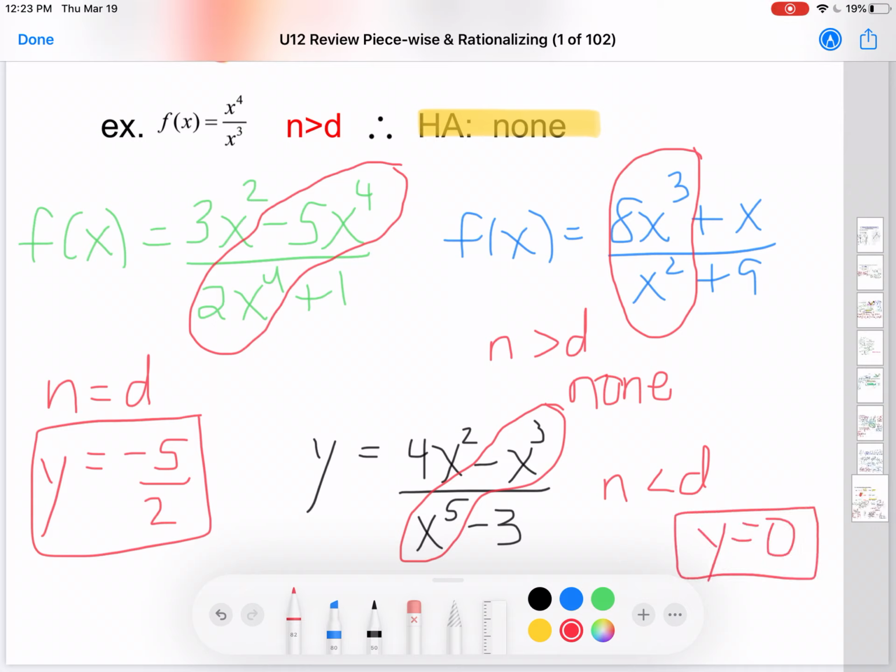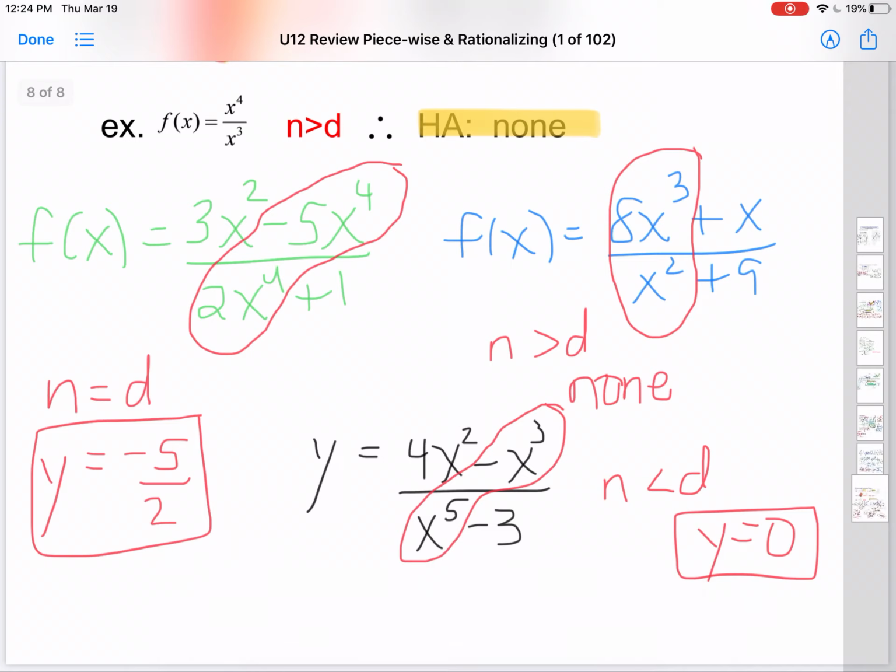Okay, so all today was just a review of things that we know from the past that we are going to use in our limits unit, and then just that one new thing I did with the piecewise functions. So that's it. Hope that was good.